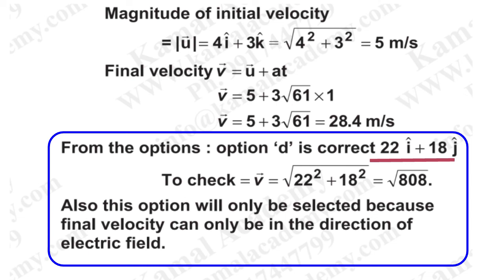There is also a common sense in this question, as the other three options are in the form of i cap plus j cap plus k cap, and it is only this option which is in the form of i cap plus j cap. Since the final velocity can only be in the direction of electric field, and the electric field is given in the form of i cap plus j cap, so we select the option in the form of i cap plus j cap.